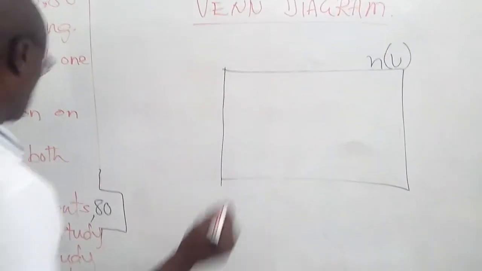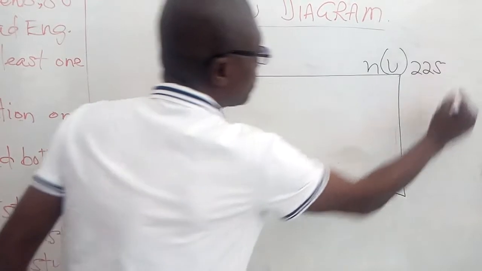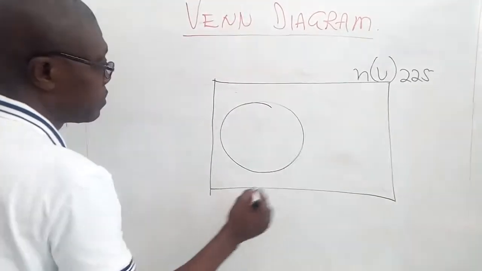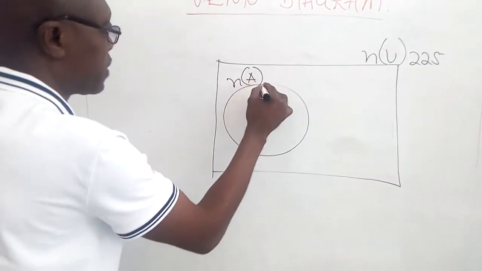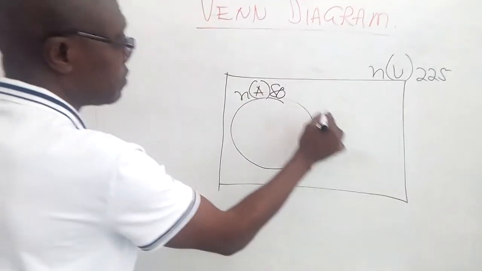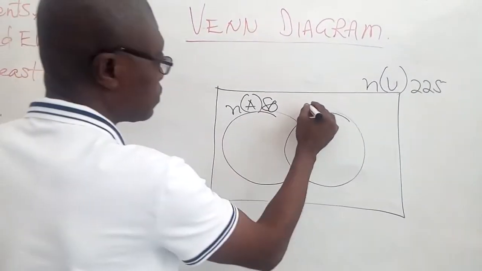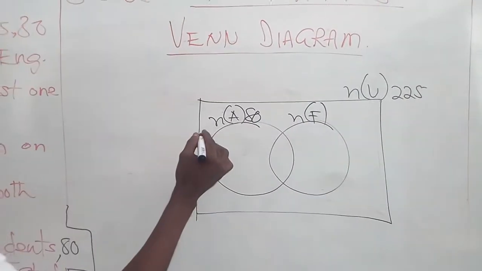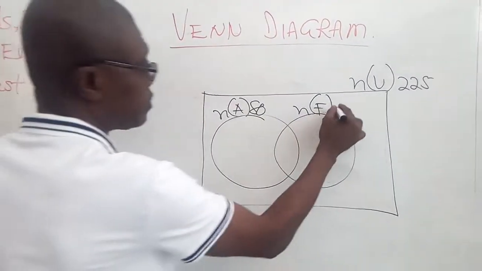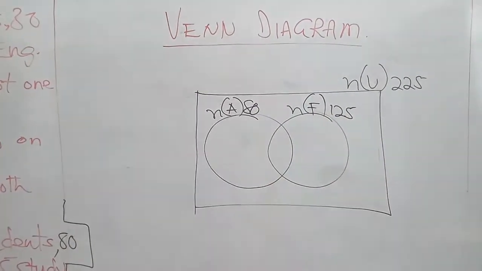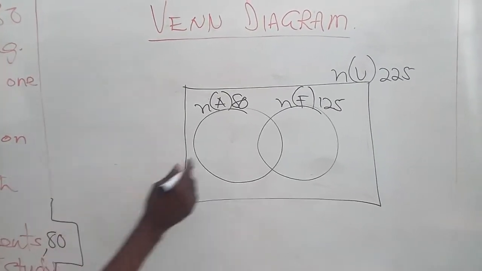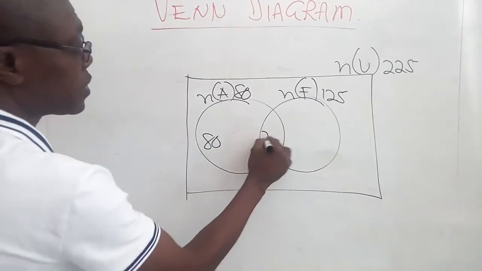There are 225 students. Arabic, 80. And then French, 125. Draw a Venn diagram to represent the information. So we have drawn a Venn diagram. This is 80, this is X, this is 125.